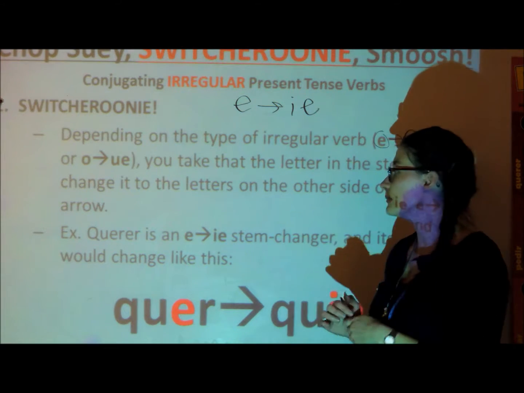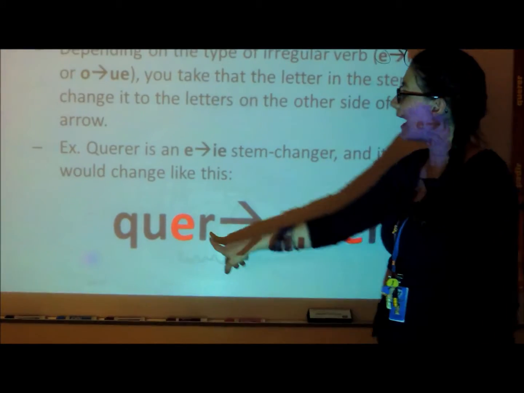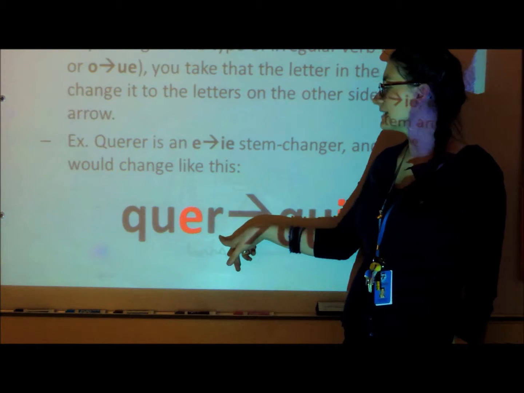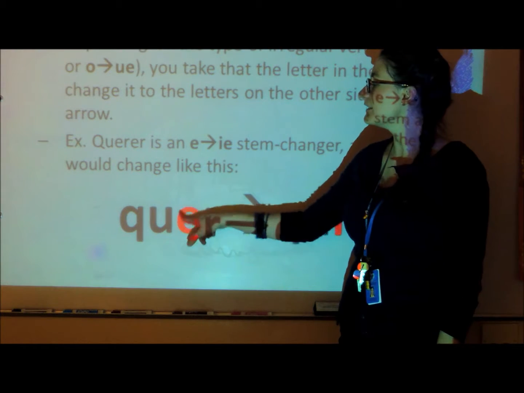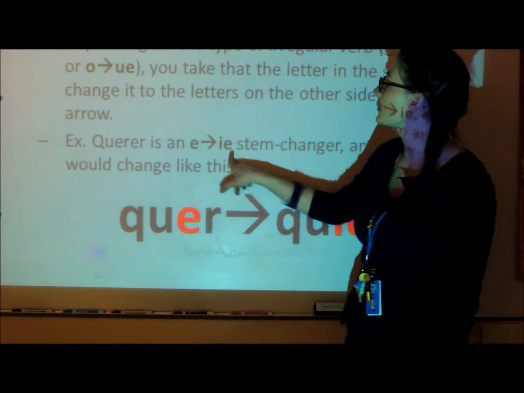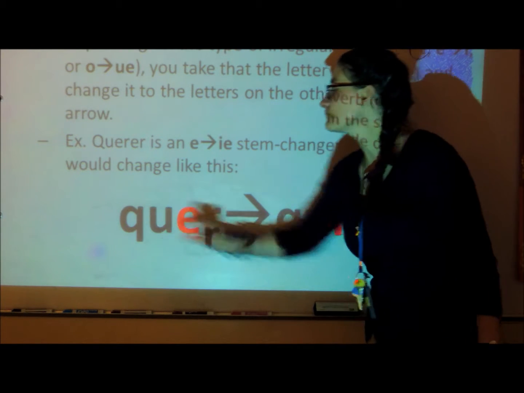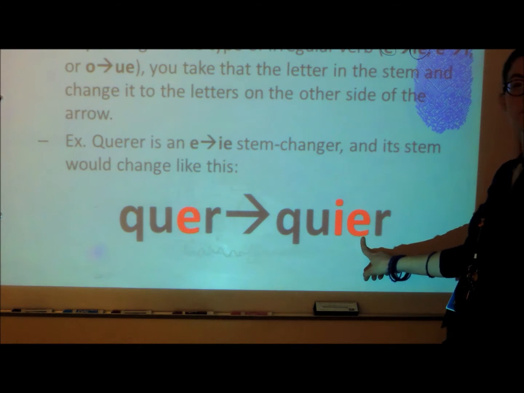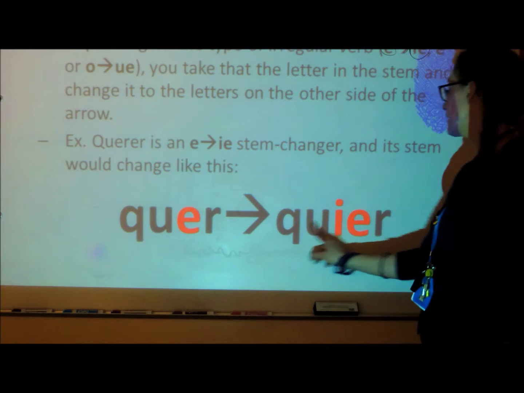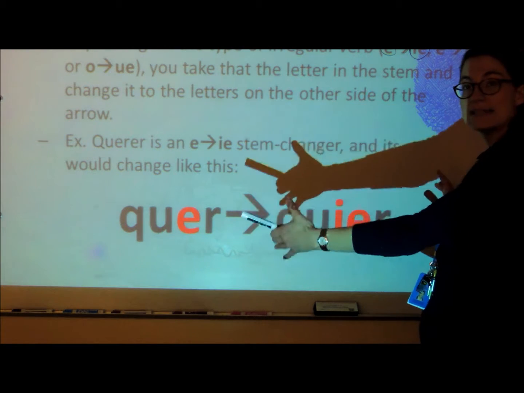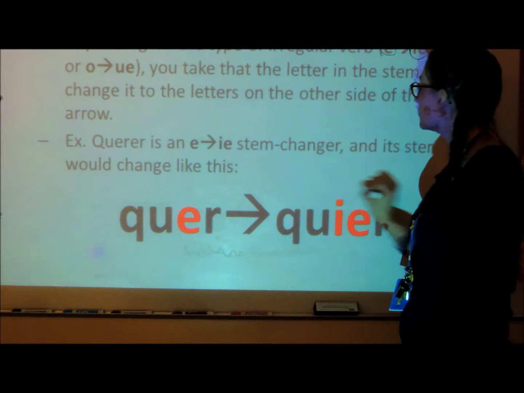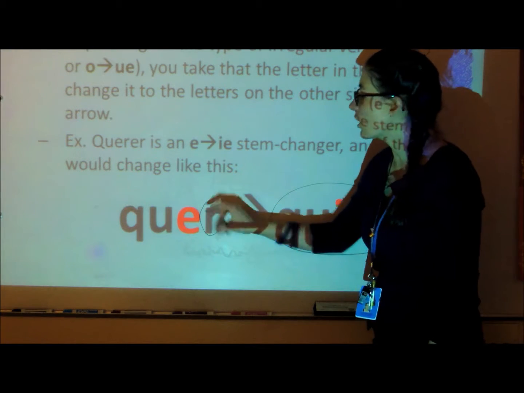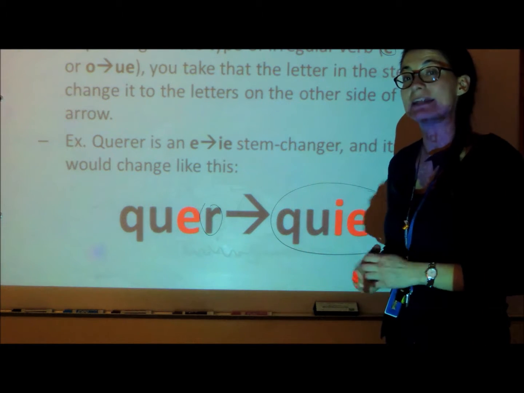So let's take a look at what that looks like. Querer, and in the last slide, we were using this verb querer. And we had this as the stem. If you remember, when we chopped off the ER in the chop suey step, we were left with this old stem. This E is red because it is an E to IE stem change. So this stem changes to this stem. Do you see how this E changes to IE? And you still have the QU and the R on the sides of it. It's really important that you remember these other letters, especially this R. Oftentimes we forget that that's also part of the stem, and it still needs to be there.